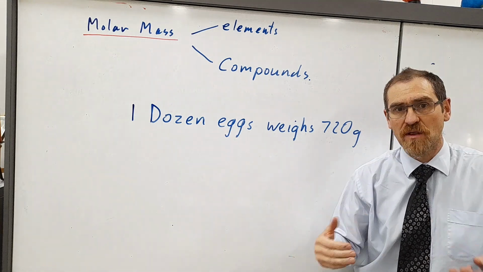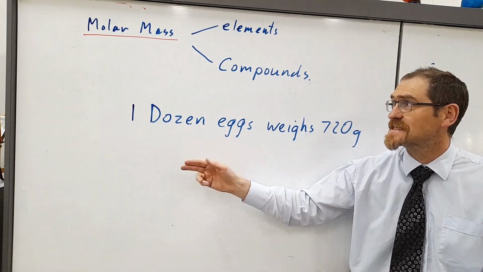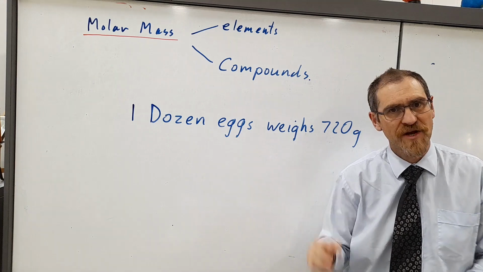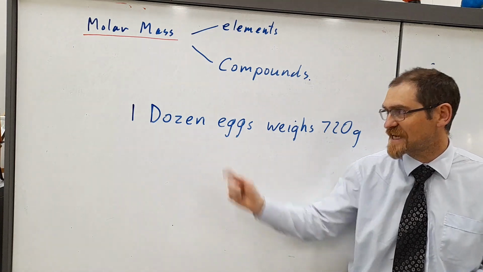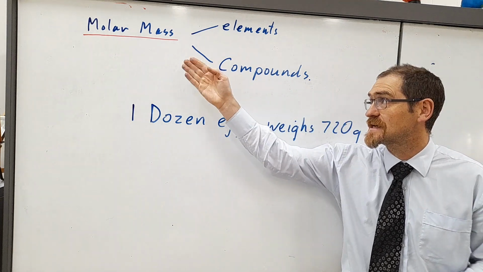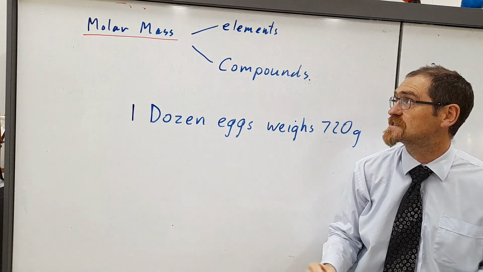So when we say, what's the molar mass? We're not asking how much does a dozen weigh. We're asking how much does a mole weigh? How much does an Avogadro's number weigh? Not a couple. A couple would be 2. A dozen would be 12. A score would be 20. We're asking for an Avogadro's number's value, so a mole of these materials.